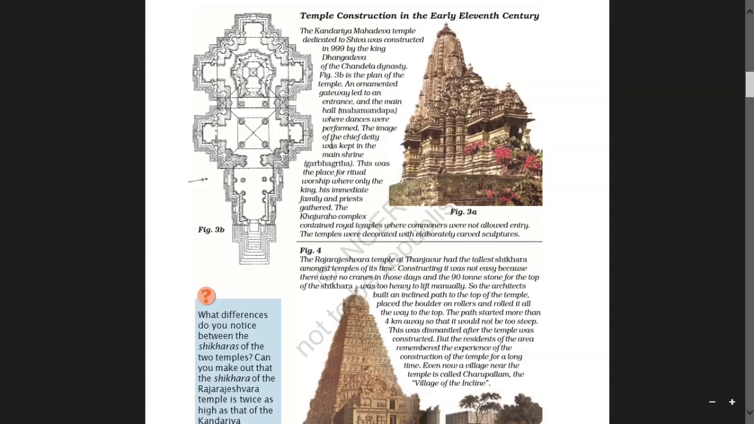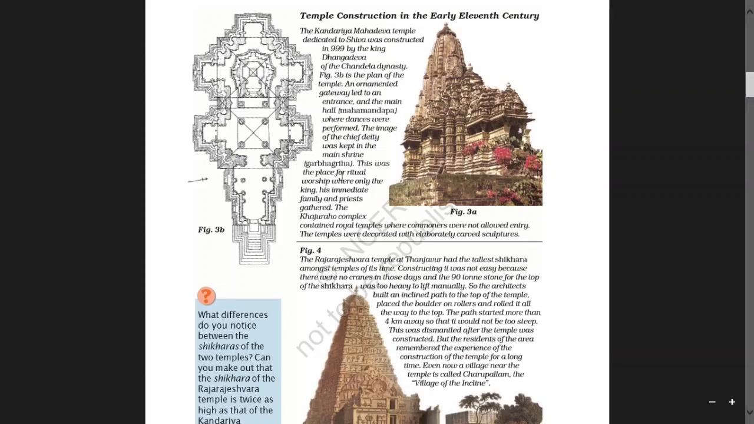The image of the chief deity was kept in the main shrine, which is known as Garbhagriha. So, boys, the idols or image of the chief deity. Deity means a god or goddess. It was kept in the main shrine. Shrine means a holy place, which is known as Garbhagriha.